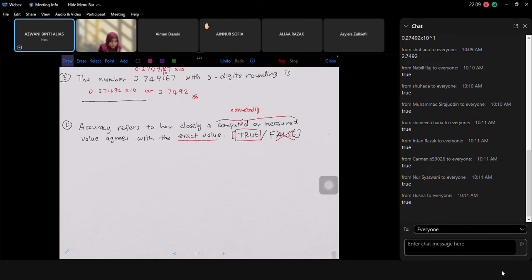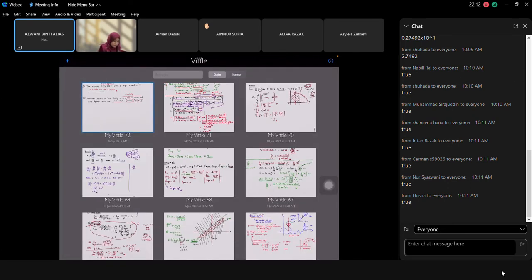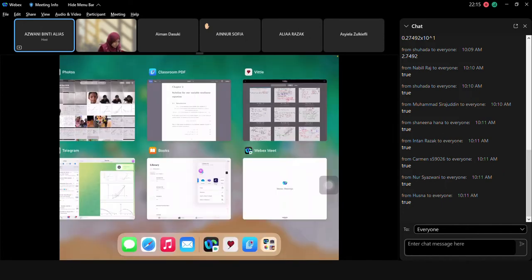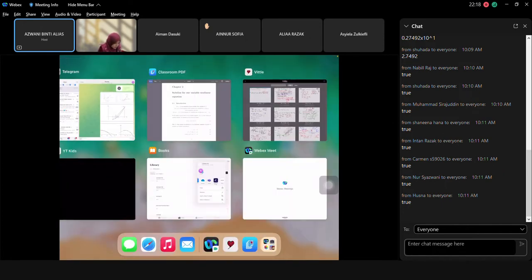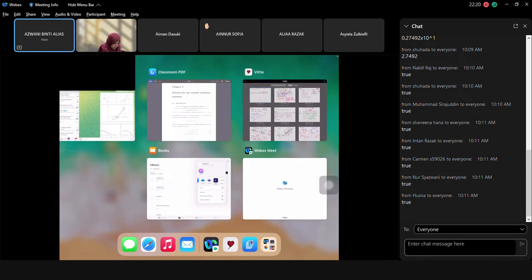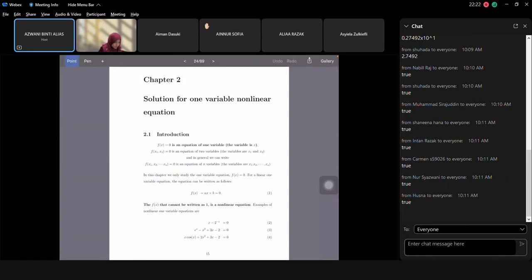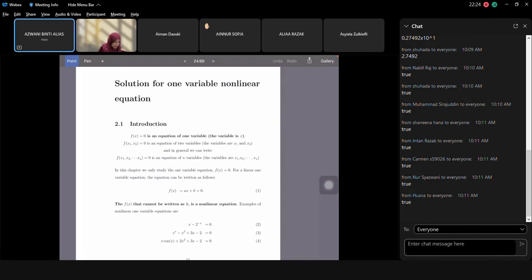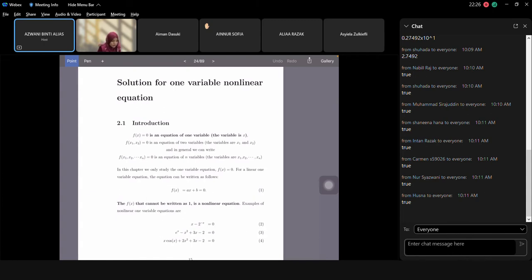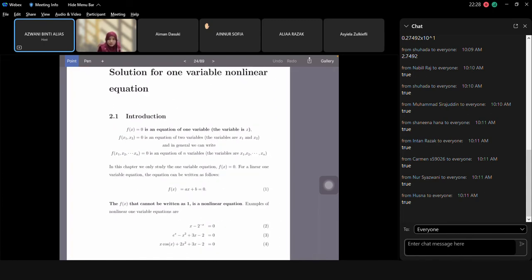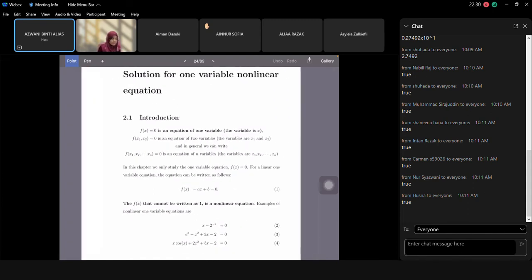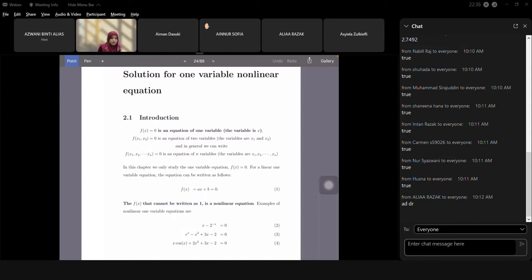So that is chapter 1, okay. So now we go to chapter 2. Chapter 2 is related to the solution for one variable non-linear equation. So everyone has the notes, right? Everyone has received them. Okay, good. Thank you, Alia.